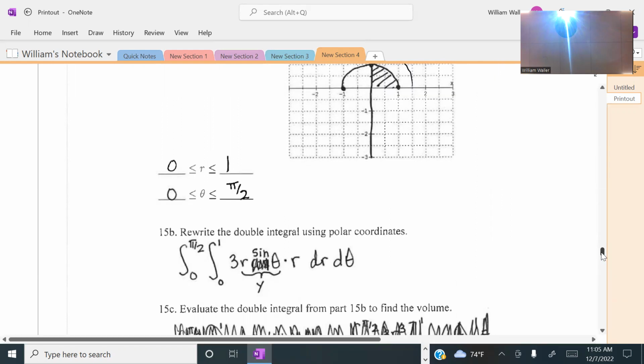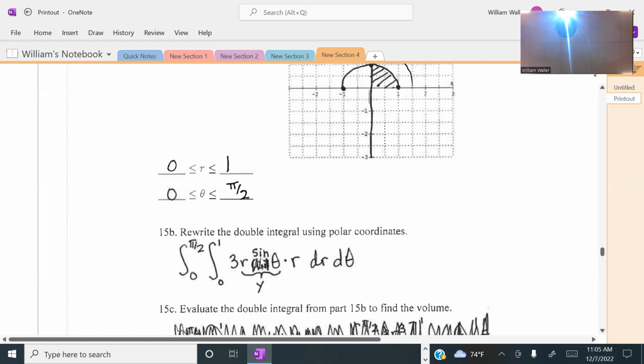So what does our double integral look like in polar coordinates? Well, here are your limits of integration. r goes from 0 to 1, and theta goes from 0 to pi over 2. In polar coordinates, you almost always have dr d theta, in that order. r comes first, theta comes second.